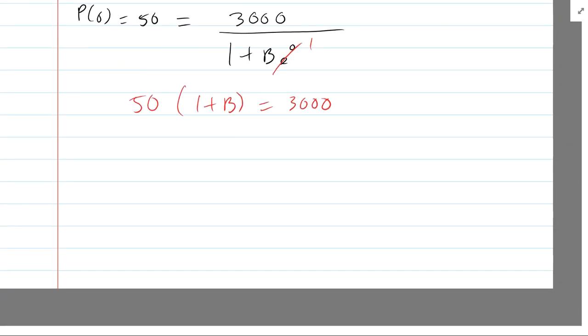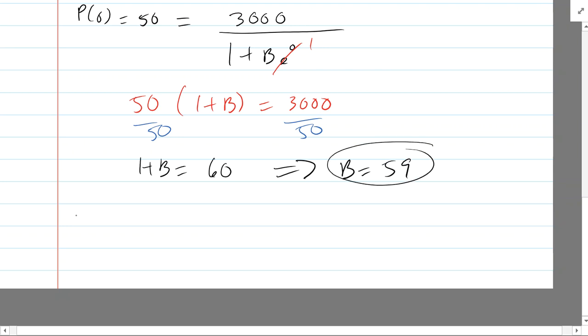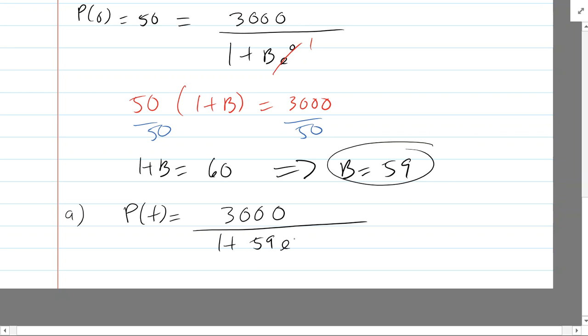What are we going to divide by? 50. So I get 1 plus B equals, well, what? Okay, just ignore the zeros. So it's going to be 60, right? And then does that mean that B is equal to 59 because it's 60 minus 1? Can we write our equation now? This is what we were trying to find in A. P of T equals 3,000 over 1 plus 59 e to the negative 3t.